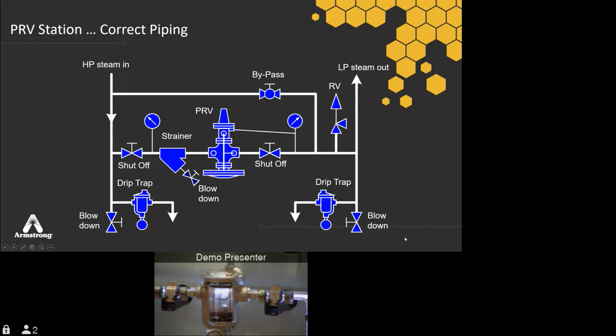Then downstream is the safety relief valve. Notice that where our steam is going back up, we've got a riser. We're showing another drip trap at the bottom. Always, always, always. That's the lowest point of the system. Water's going to end up there. You want to be able to drain that off.